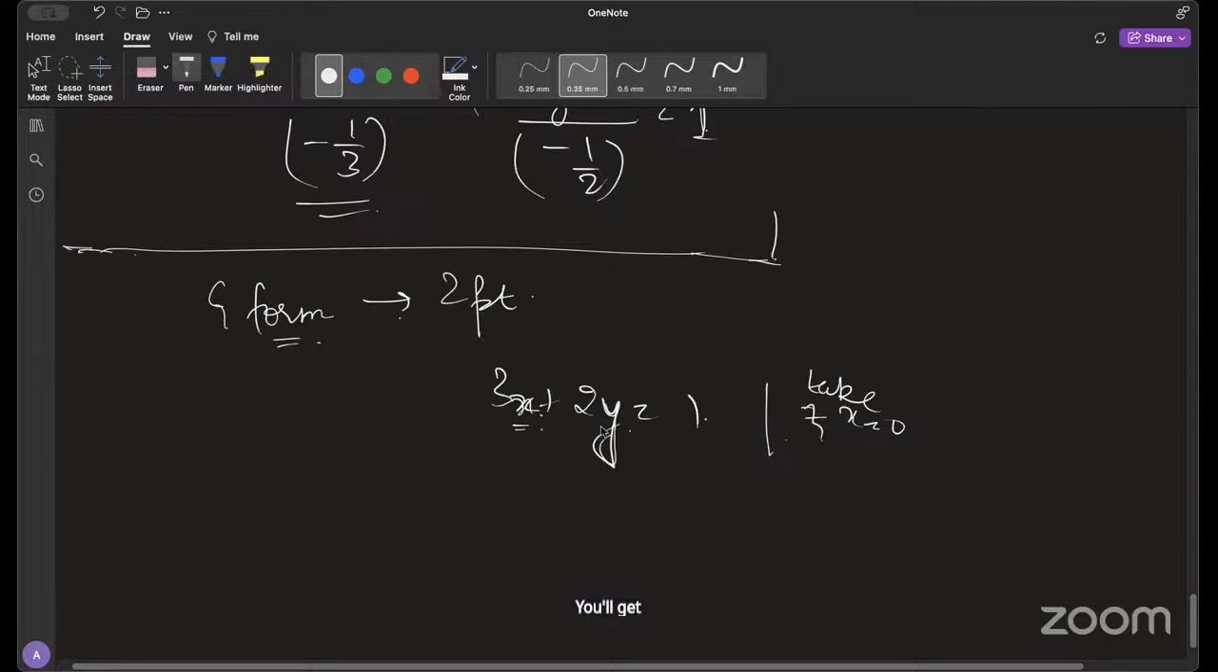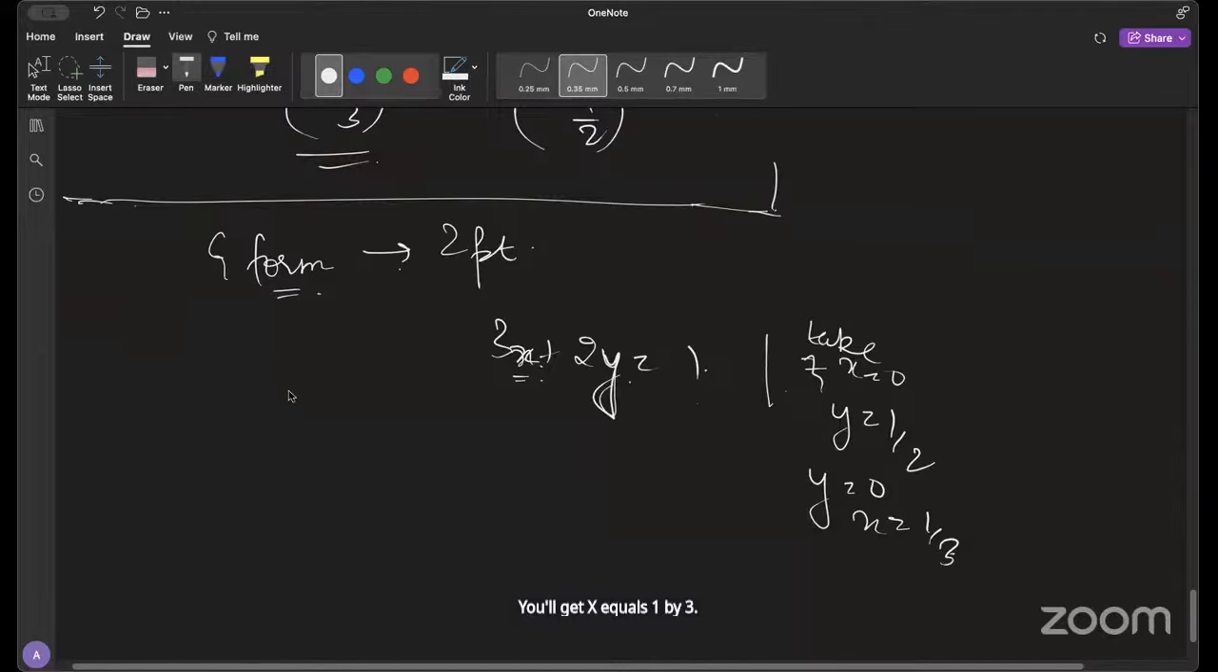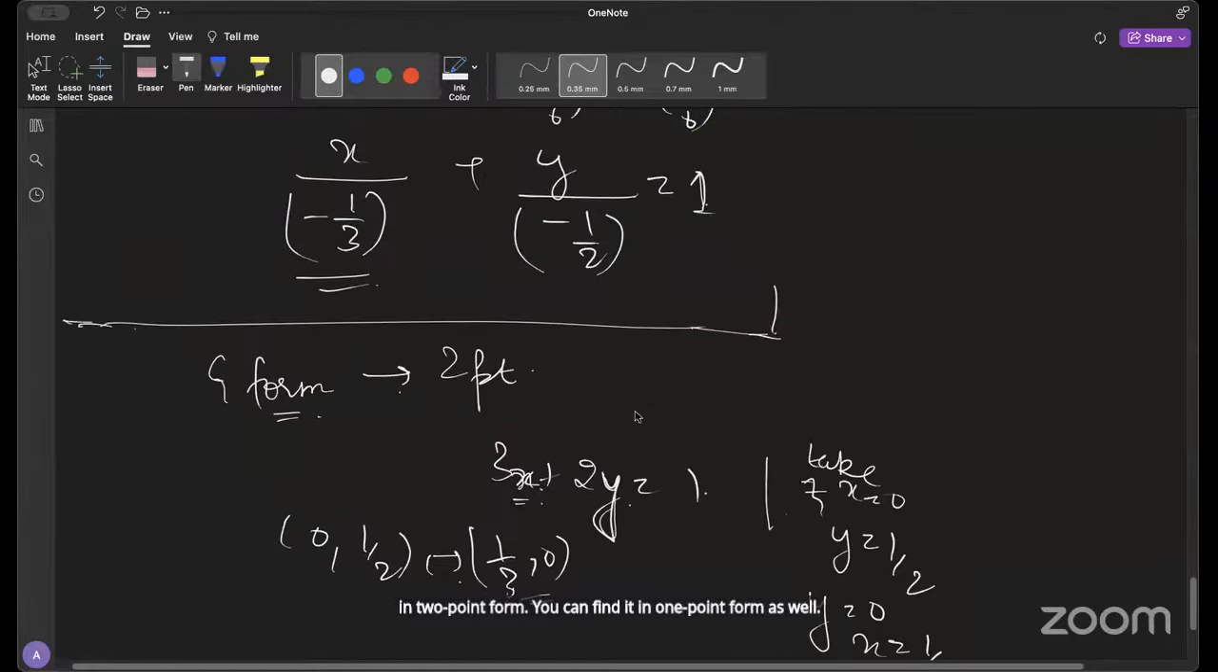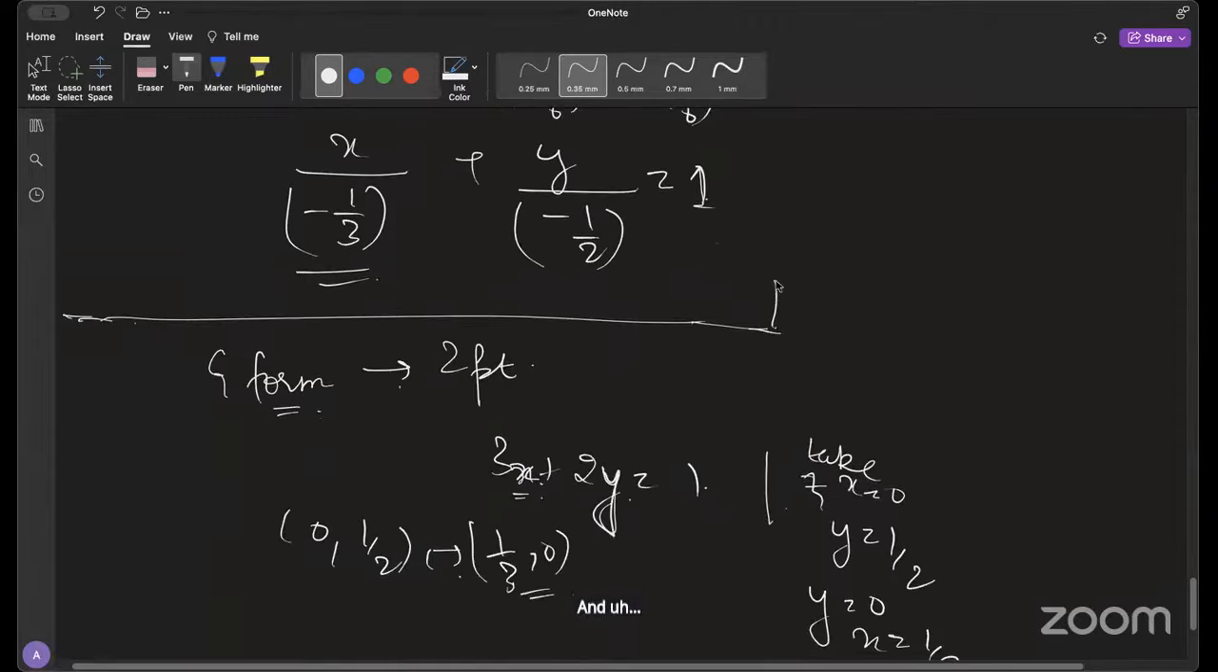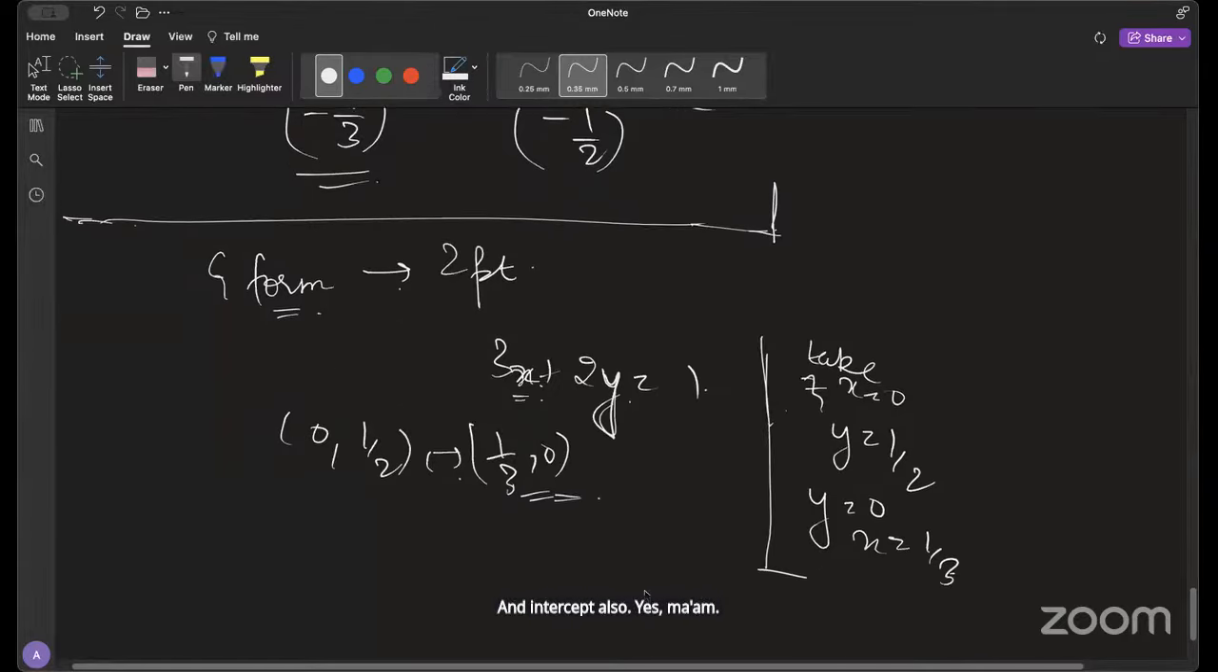You'll get y equals 1 by 2. And then take y equals 0, you'll get x equals 1 by 3. So you now have 2 points, (0, 1/2) and (1/3, 0). From these 2 points, you can find the equation in 2-point form. You can find it in 1-point form as well, and intercept form too. You can find everything from here.